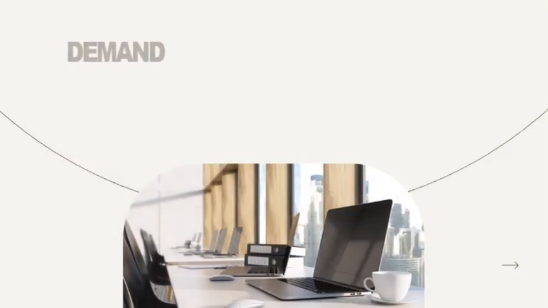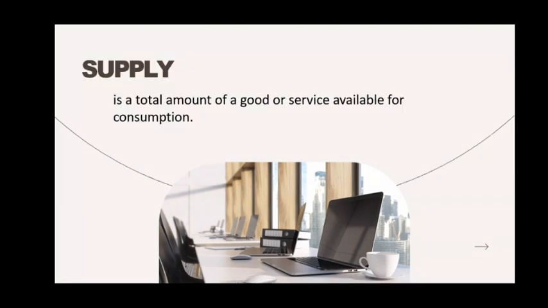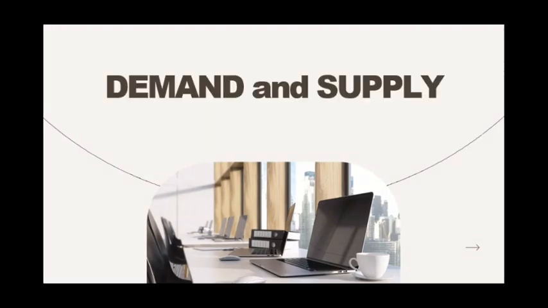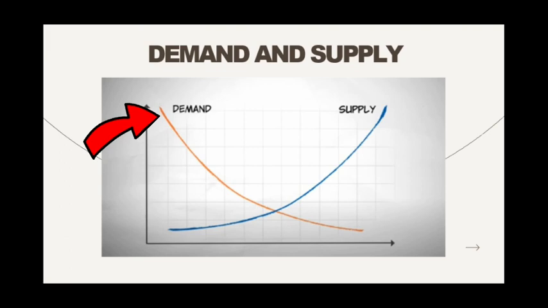Demand is the desire consumers have for a good or service. The more people who want a good or service, the higher the demand for it. Supply, on the other hand, is the total amount of a good or service available for consumption. So, the higher the amount of a good or service produced and made available to consumers, the larger supply will be. Supply and demand have a big impact on the prices of products and services. Supply and demand are fundamental concepts in economics. Usually, they're represented by a graph like this: demand and supply. So, what does this mean?